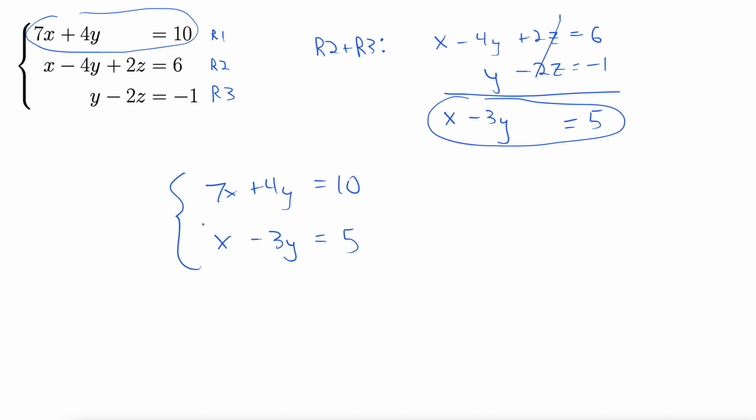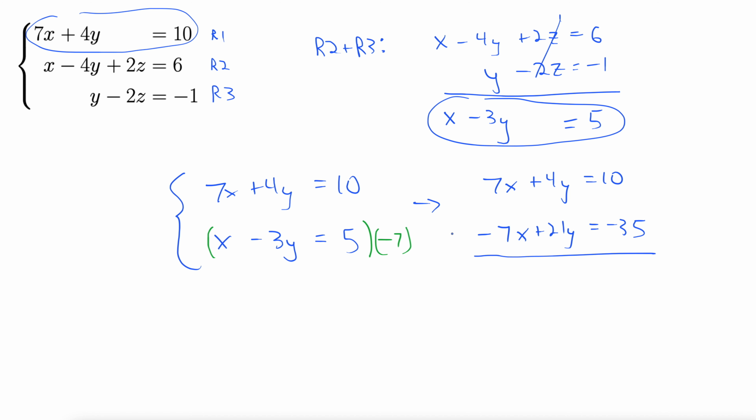So let's multiply this whole thing down here by negative 7. Do you see how doing that will allow me to cancel these x's? So we're going to focus on x's here. All right, so doing that gives us, the top stays the same, 7x plus 4y equals 10. The bottom, though, becomes negative 7x plus 21y equals negative 35. Okay, add them up. The x is canceled. That's what we meant to have happen. We get 25y equals negative 25, divided by 25. That gives us y equals negative 1. All right, one down.